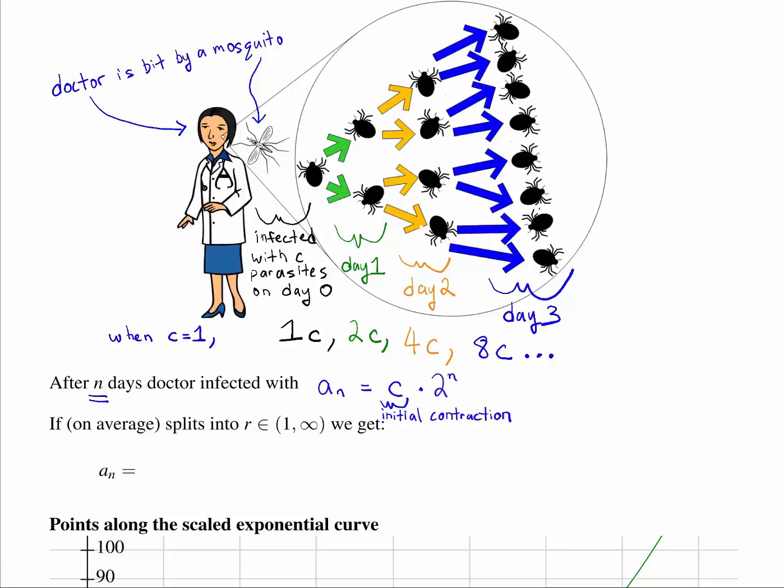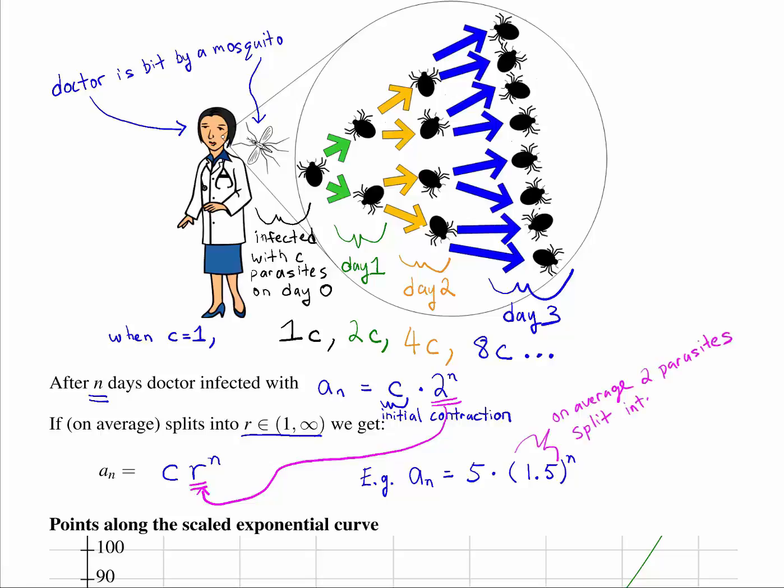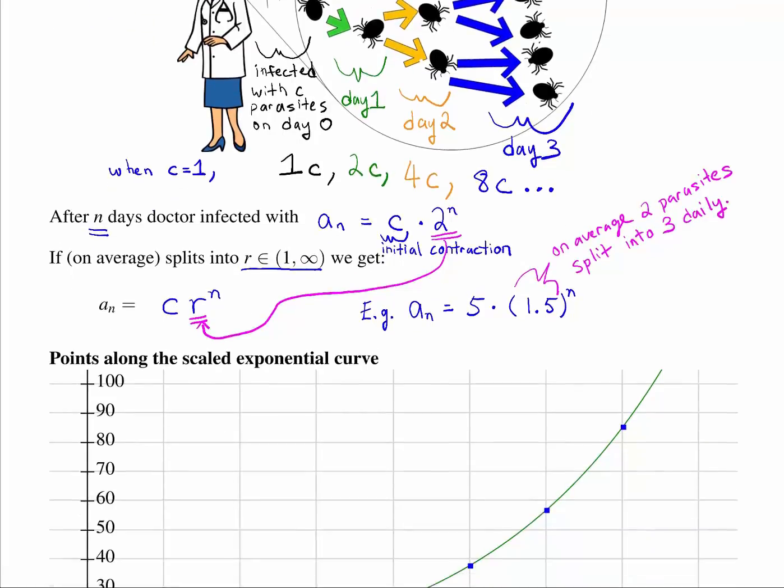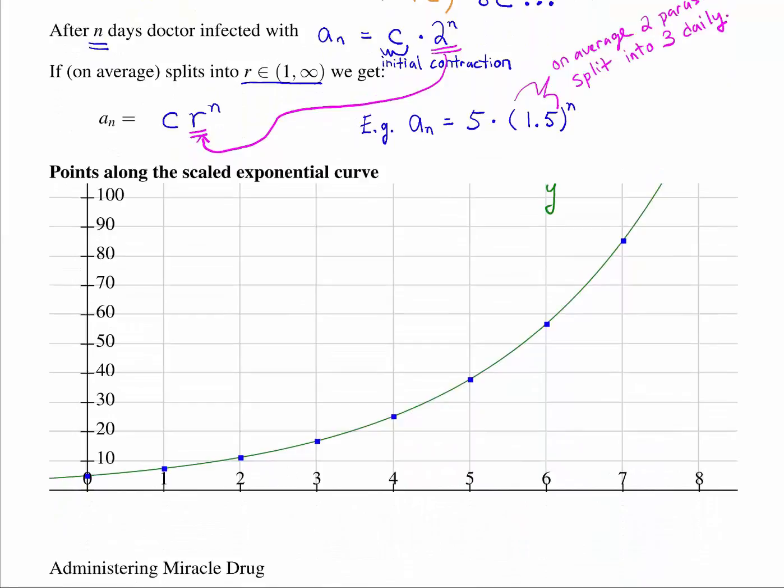This doubling is somewhat arbitrary. If on average each parasite split into some real R greater than 0, the same formula would arise. We would just have R in the place of 2. Another example is A_n equals 5 times 1.5 to the n. So initially there were 5 parasites, and on average 2 parasites would split into 3. So only one of the 2 would split. These points then follow along an exponential curve scaled to start at 5. The base would be 1.5, as it would be R in the geometric sequence.